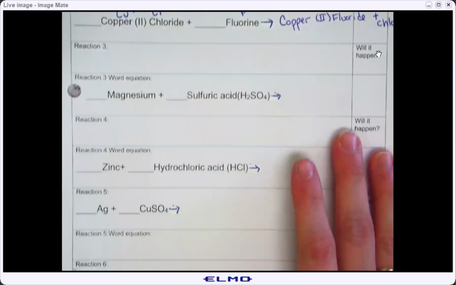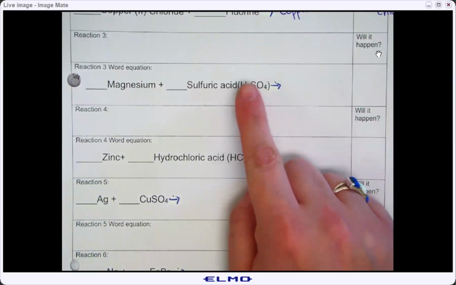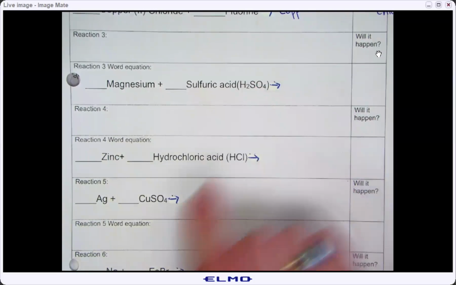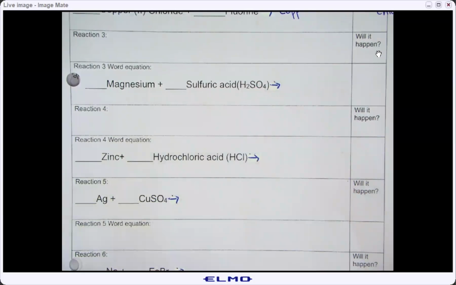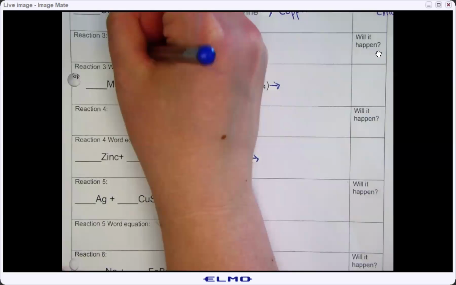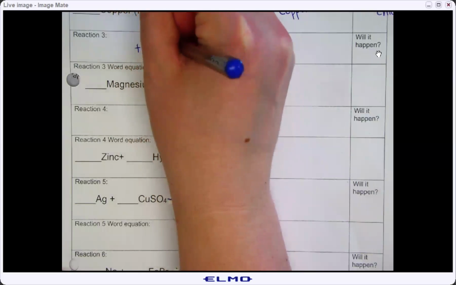Okay, moving on to reaction number 3. So we're starting with the word equation again, and we're going to need to convert that into the symbol equation. Because we haven't talked about acid naming, I've already given you how sulfuric acid would look.